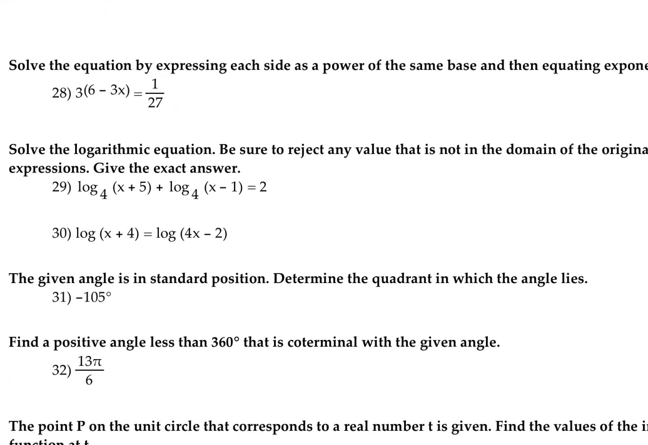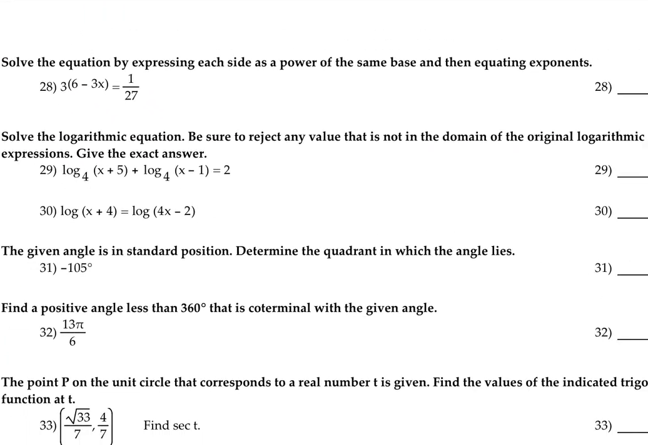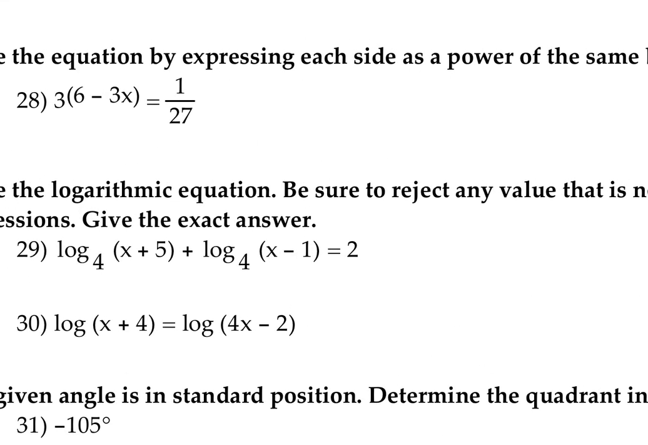28 says solve the equation by expressing each side as a power of the same base and then equating the exponents. So 3 is the base we want to get. 27 can go to the top, making it 27 to the -1, and then 27 is 3 to the 3rd. So this would become 3 to the 6 minus 3x equals 3 to the -3rd. Once the bases are the same, the exponents get set equal to each other. So 6 minus 3x equals -3. Subtract the 6. Divide by -3, and x is 3.